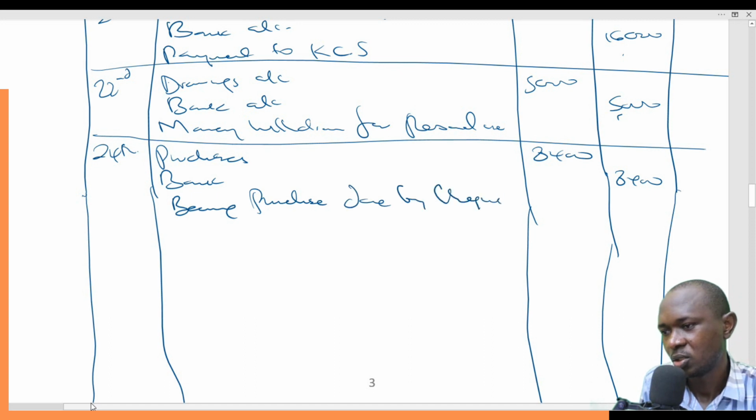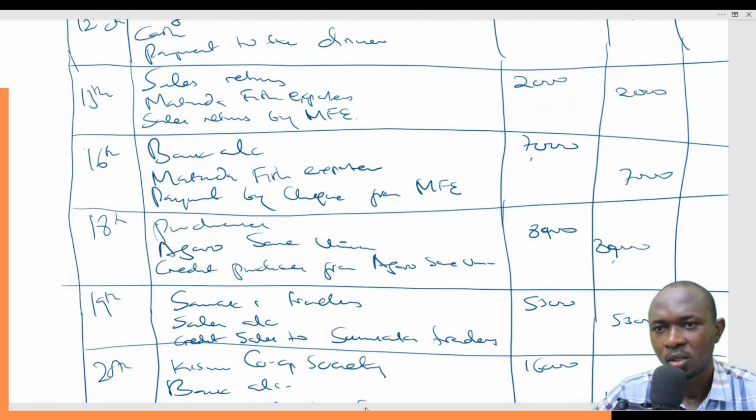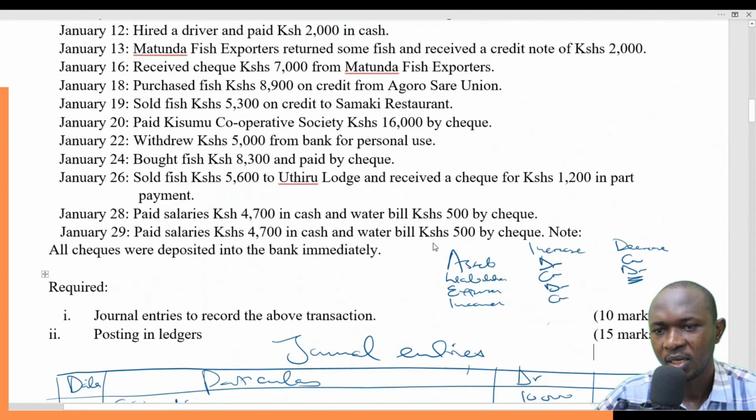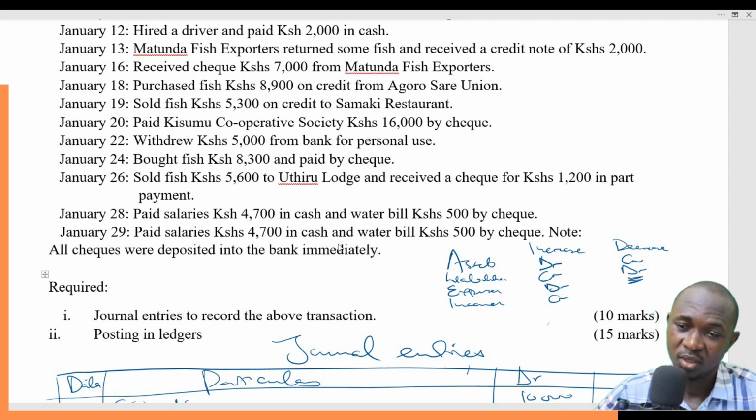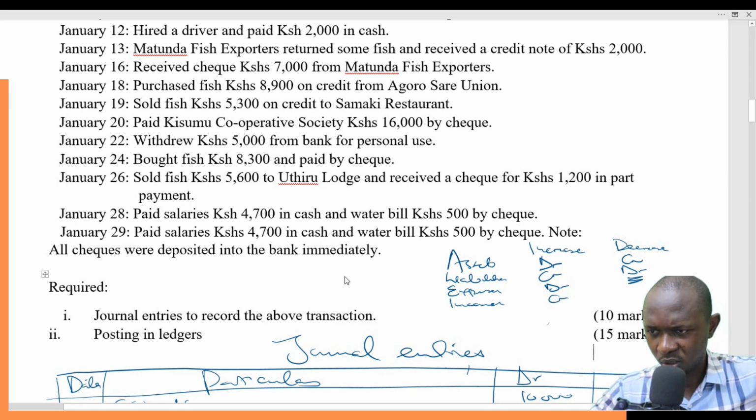Then we move to the next item. January 26th, sold fish 5,600 to Uthiru Lodge and received a check for 1,200 in part payment. So that is sales. When you sell, sales, Uthiru Lodge and received a check for 1,200 in part payment. So sales is a credit entry. Uthiru Lodge will become a debtor. So we debit Uthiru Lodge and we also received a check for 1,200 in part payment.